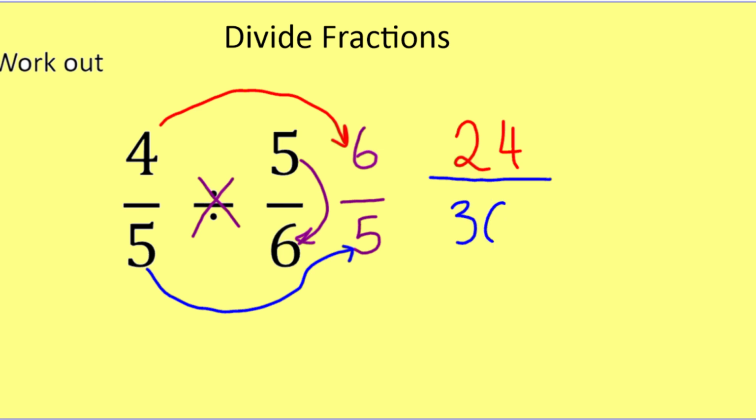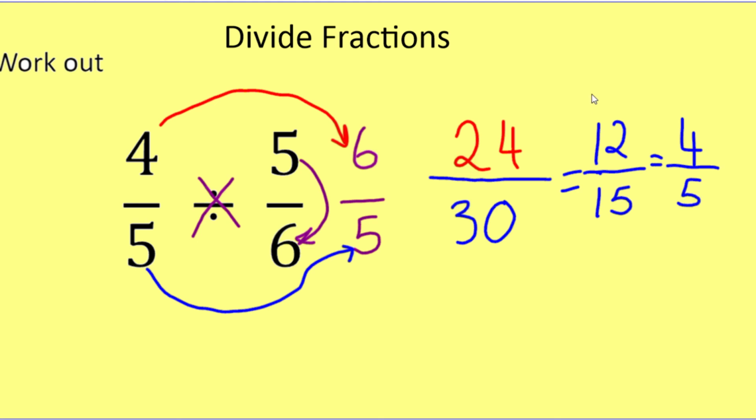Okay, we can simplify this down to 12/15 by dividing by 2. And then we can simplify it again by dividing by 3 into 4/5. So here we divided by 2, and now to get our final answer, we've divided by 3.